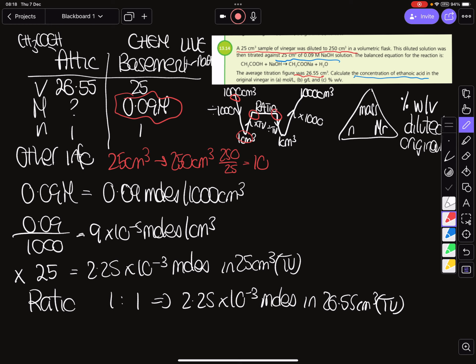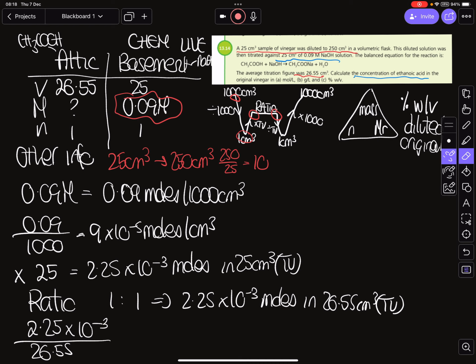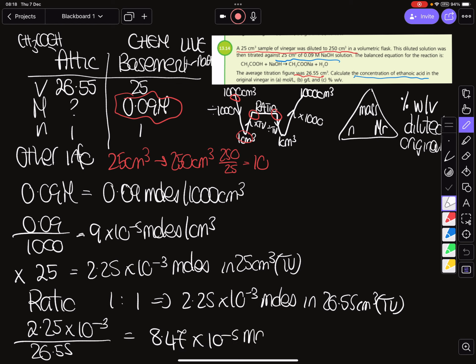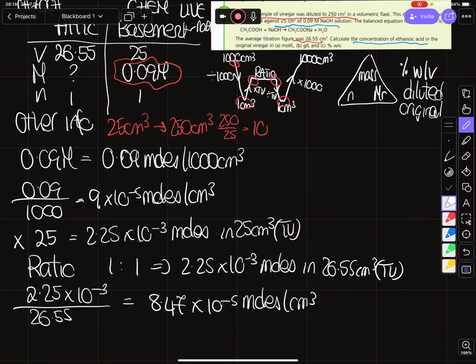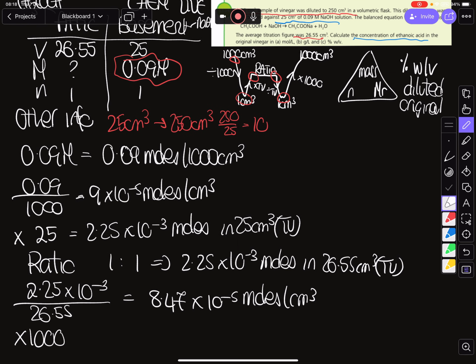We're now going to go down and we're going to find out how many moles there are in the 26.55. To do that, we divide our moles by 26.55. And when we do that, we get 8.47 by 10 to the minus 5 moles in a centimeter cubed. That brings us to here on our W, and now we're going to do our last bit, which is going back up, and we are going to multiply it by 1,000 centimeters cubed.